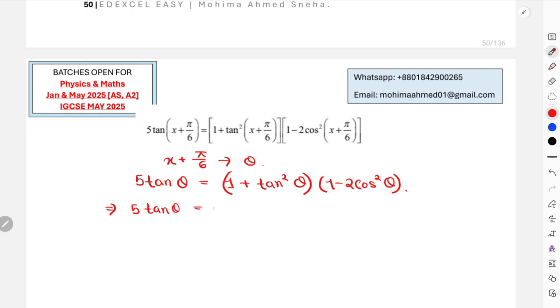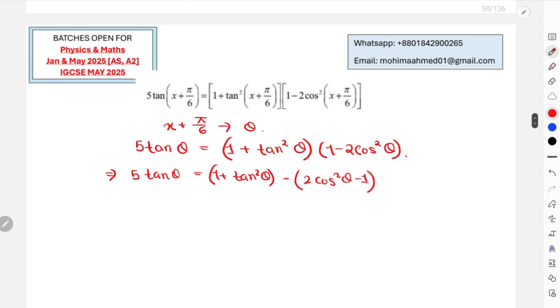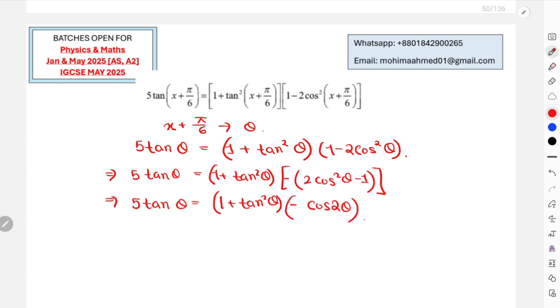Tan theta, this is 1 plus tan squared theta. If I can actually take minus common from that part, that would be 2 cos squared theta minus 1, right? Now this one resembles your value for cos 2 theta that we did in part A1. So this becomes 5 tan theta, 1 plus tan squared theta, minus, this is going to be cos 2 theta, right? Not exactly minus, this minus is also actually multiplied with the tan theta. So minus cos 2 theta is what you're getting over here.